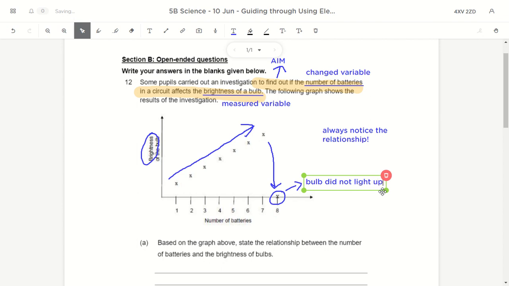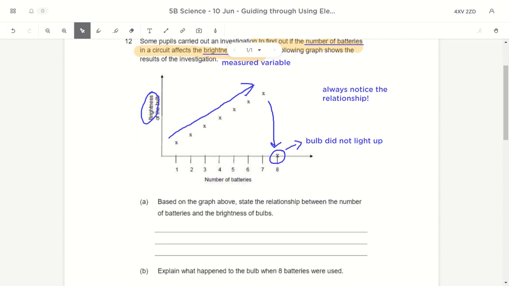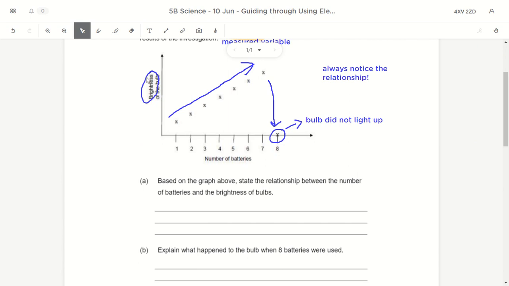So this graph can be just dots and lines, but there's a lot of relationship and interpretation going on. What we can see here is that as the number of batteries increases, the brightness increases, but when you use more than 7, the bulb did not light up. And why? Think about why. Later we'll find out why as well. So let's answer the first part based on the graph.